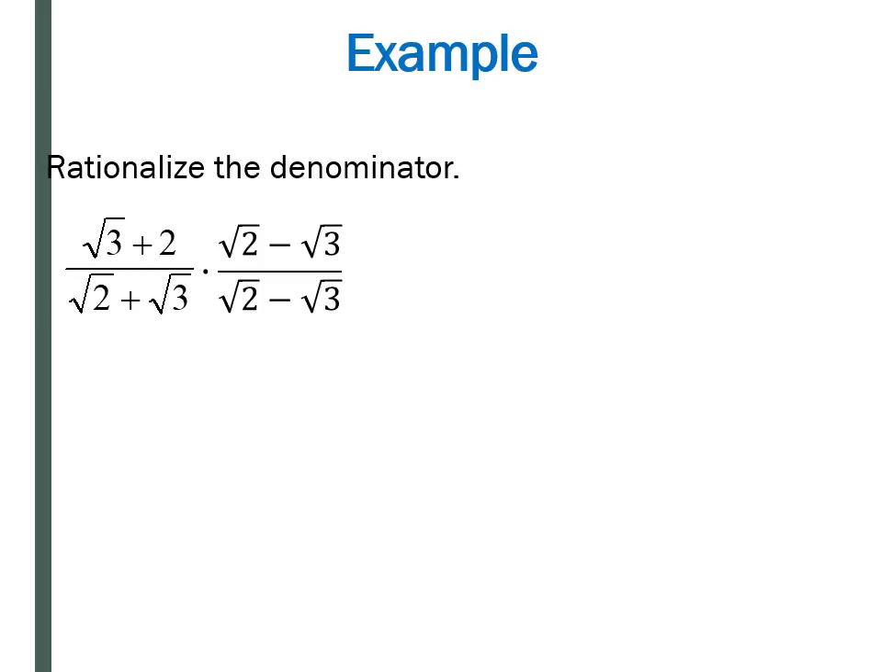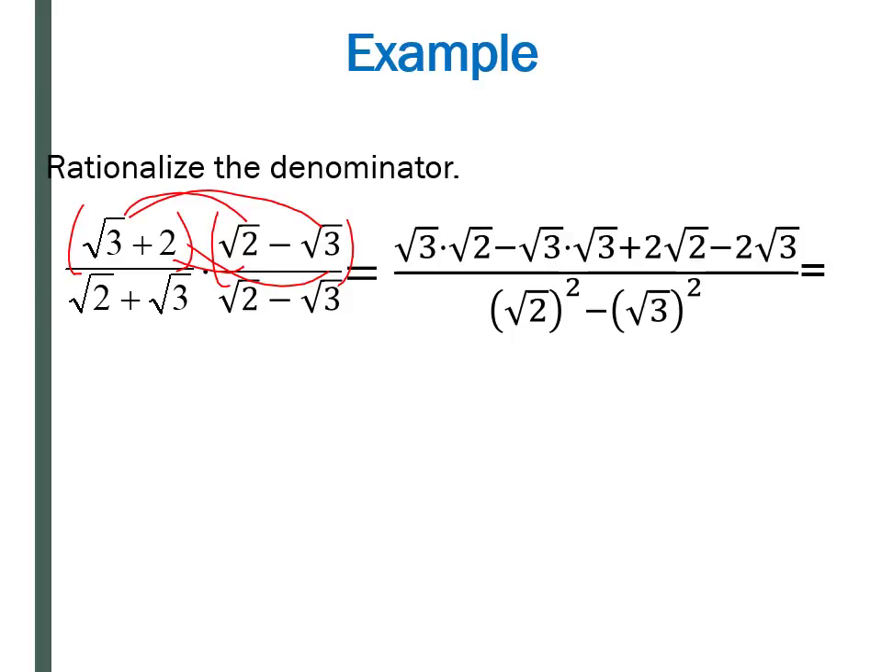When we're multiplying our numerator, we're going to treat it like we're multiplying two binomials. We're going to use FOIL. We're going to multiply first, outside, inside, last. So I have square root of 3 times square root of 2, which was my first. And then we have square root of 3 times negative square root of 3, which is my outside, plus 2 times square root of 2, which is my inside, and then minus 2 times the square root of 3, which was my last. So there's your FOIL right there.